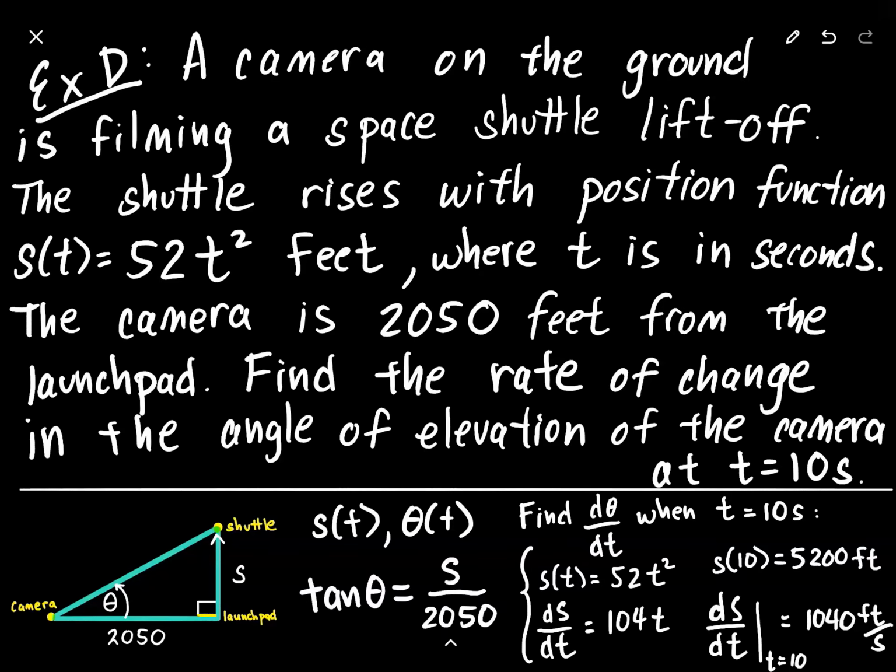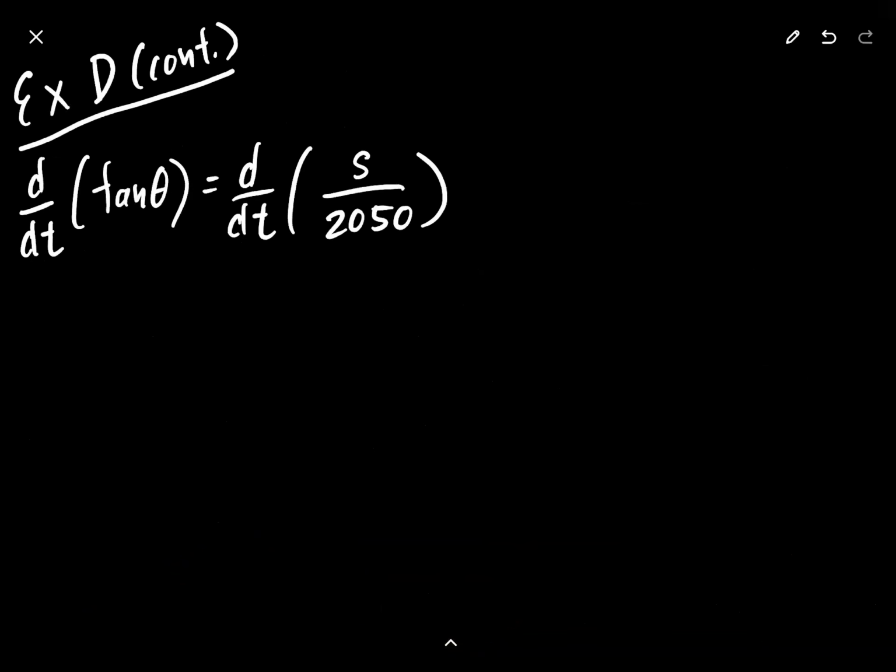We can relate the angle theta and the opposite side s and the adjacent side 2,050 using tan theta is equal to opposite over adjacent, or tan theta is equal to s over 2,050. So that is the relation we'll take the derivative of implicitly with respect to time. So the derivative of tan theta will be secant squared theta.